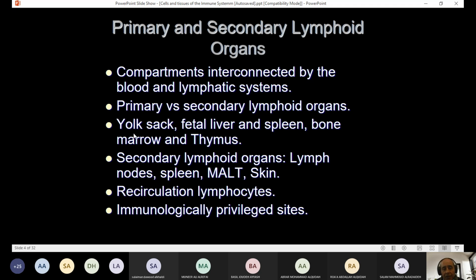You have to know what we mean by the primary and the secondary lymphoid organs. The development usually starts from the yolk sac in embryology, and then goes into the fetal liver, and then the spleen, and then the bone marrow and thymus. So the development of the primary lymphoid organs started from the yolk sac and ended up with the bone marrow and the thymus gland as the primary lymphoid organs.